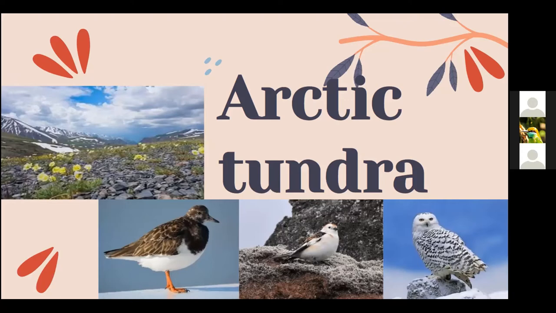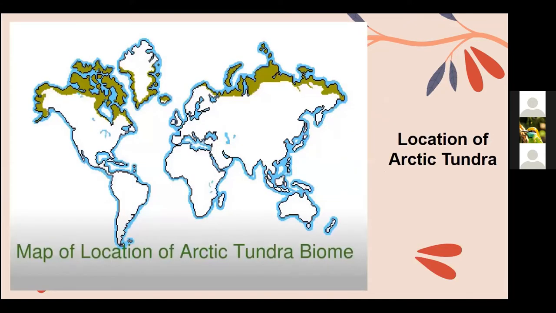Now let's learn about what defines the Arctic tundra, its climate, and what lives in it. This is the location of the Arctic tundra. It is in the northern hemisphere. You can see here Alaska, Canada, Greenland, Finland, and Russia, and the green colored parts are where the Arctic tundra is found. There are similar habitats in the southern hemisphere, similar isolated lands in Antarctica, but those are not considered tundra habitat because they are in the southern hemisphere.